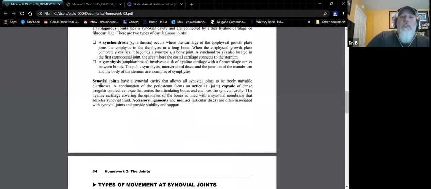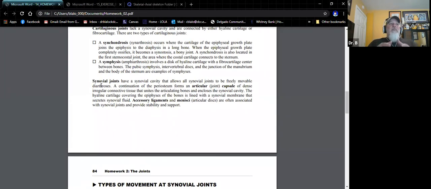And then we have synovial joints. Synovial joints are going to be made up of synovial capsules. We talked about synovial membranes when we talked about different types of tissues. This is where we're going to find these synovial membranes, and they are going to be contained within what we call the articular capsule, or the joint capsule. Remember, where two bones come together is called an articulation. So we're going to have a capsule that surrounds that.